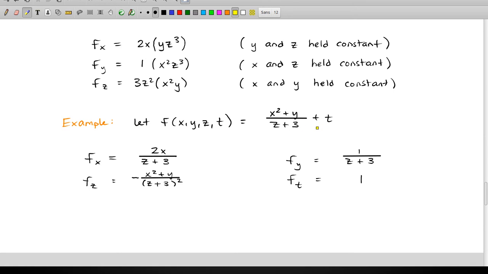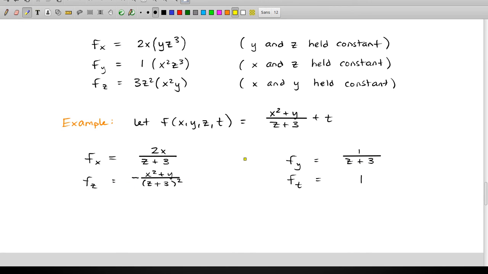Let's take all 4 partial derivatives. Partial derivative with respect to x. Here we have x squared plus a constant over a constant plus a constant. And so the partial derivative with respect to x is 2x plus 0 over that constant, z plus 3, plus 0. So we get this here. Partial derivative with respect to y. A constant plus y over a constant plus a constant. You get 1 over that denominator, 1 over z plus 3.